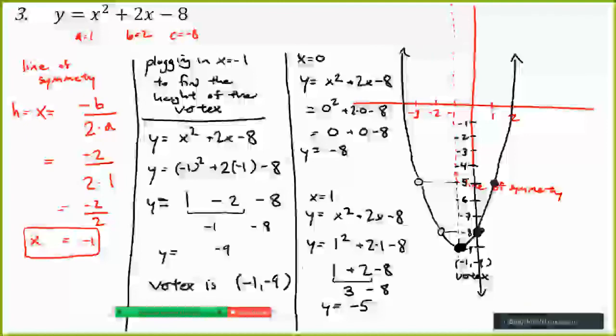So if it's in standard form, we have an extra step to take. We've got to start by using our line of symmetry formula, and then we plug in that number. We plugged in -1 for x to find where the vertex actually is. And then we can do the rest just like the other problems, doing the neighborhood x's.